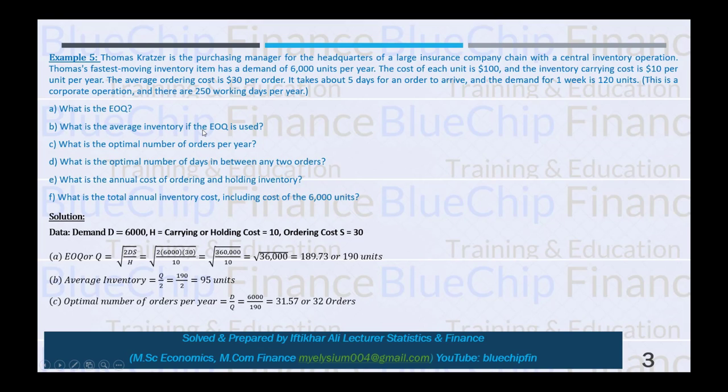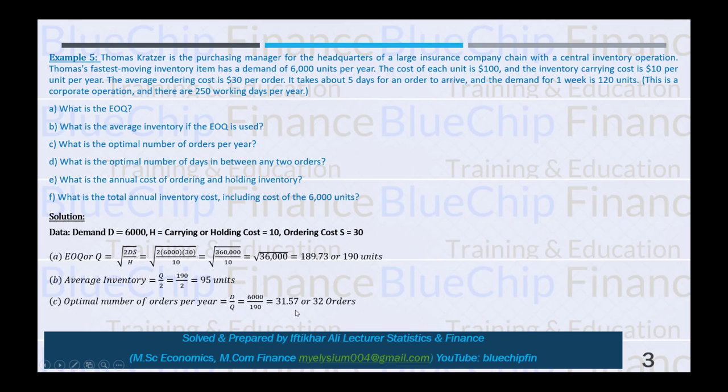What is the average inventory if the economic order quantity is used? So average inventory is always equal to economic order quantity divided by 2. So economic order quantity, or Q, is 190 divided by 2, so 95 units. After that, C: what is the optimal number of orders per year? Optimal number of orders equals D divided by Q.